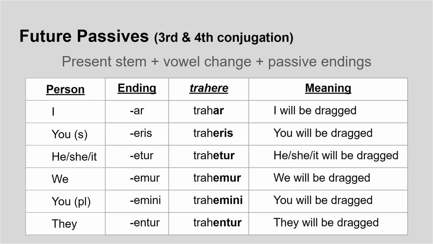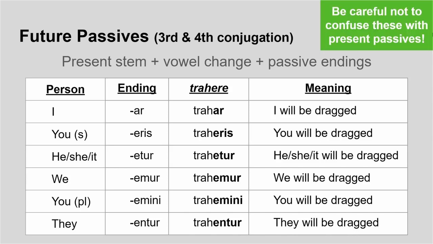So they mean I will be dragged, you'll be dragged, he, she, it will be dragged, we'll be dragged, you will be dragged, and they will be dragged. Be really careful not to confuse these with present passives, as these endings can look very present. However, you just need to remember which ones are your third and fourth conjugation, and just remember to double check them whether they're future or present.